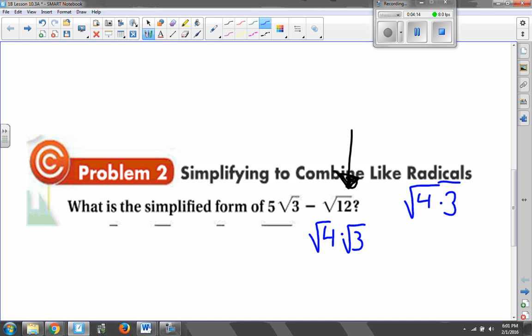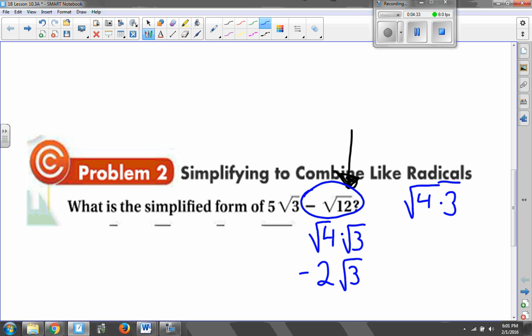Now I know what the square root of 4 is. I know what that is. It's 2. So that is 2 square roots of 3. Now, I would have to put a plus or minus, except they have this minus sign here for me, so I know it's going to be a minus 2 square roots of 3.